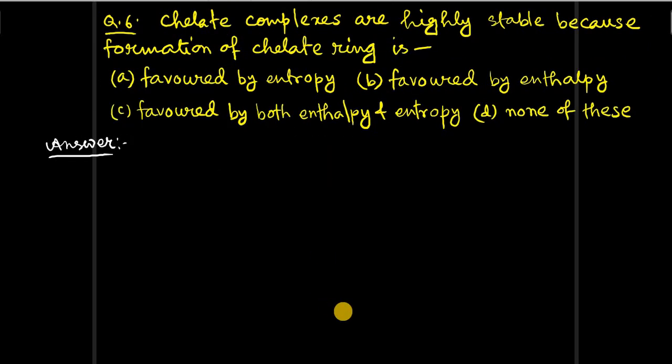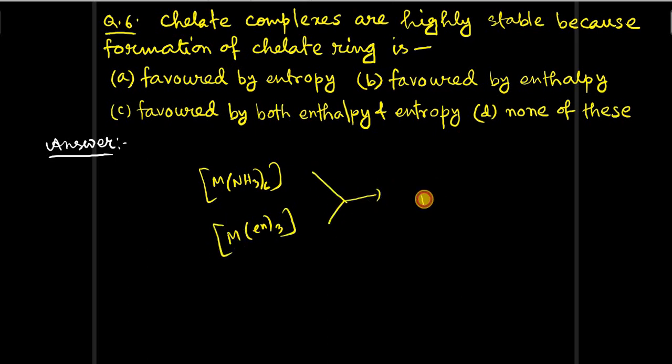Next question. Chelate complexes are highly stable because formation of chelate ring is favored by entropy, favored by enthalpy, favored by both enthalpy and entropy, none of these. Now see, if I take these two complexes, any metal NH3 whole 6 and another complex metal en whole 3, both octahedral complexes. So basically in both these complexes, what are the bonds that are formed? They are formed basically between metal and nitrogen.